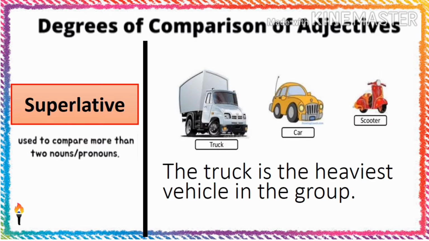Another example, the truck is the heaviest vehicle in the group. What are the nouns being compared? The truck and the other vehicles in this group. What is the word used to compare them? Heaviest. Okay, heaviest is an adjective in the superlative degree because it is used to compare more than two nouns.